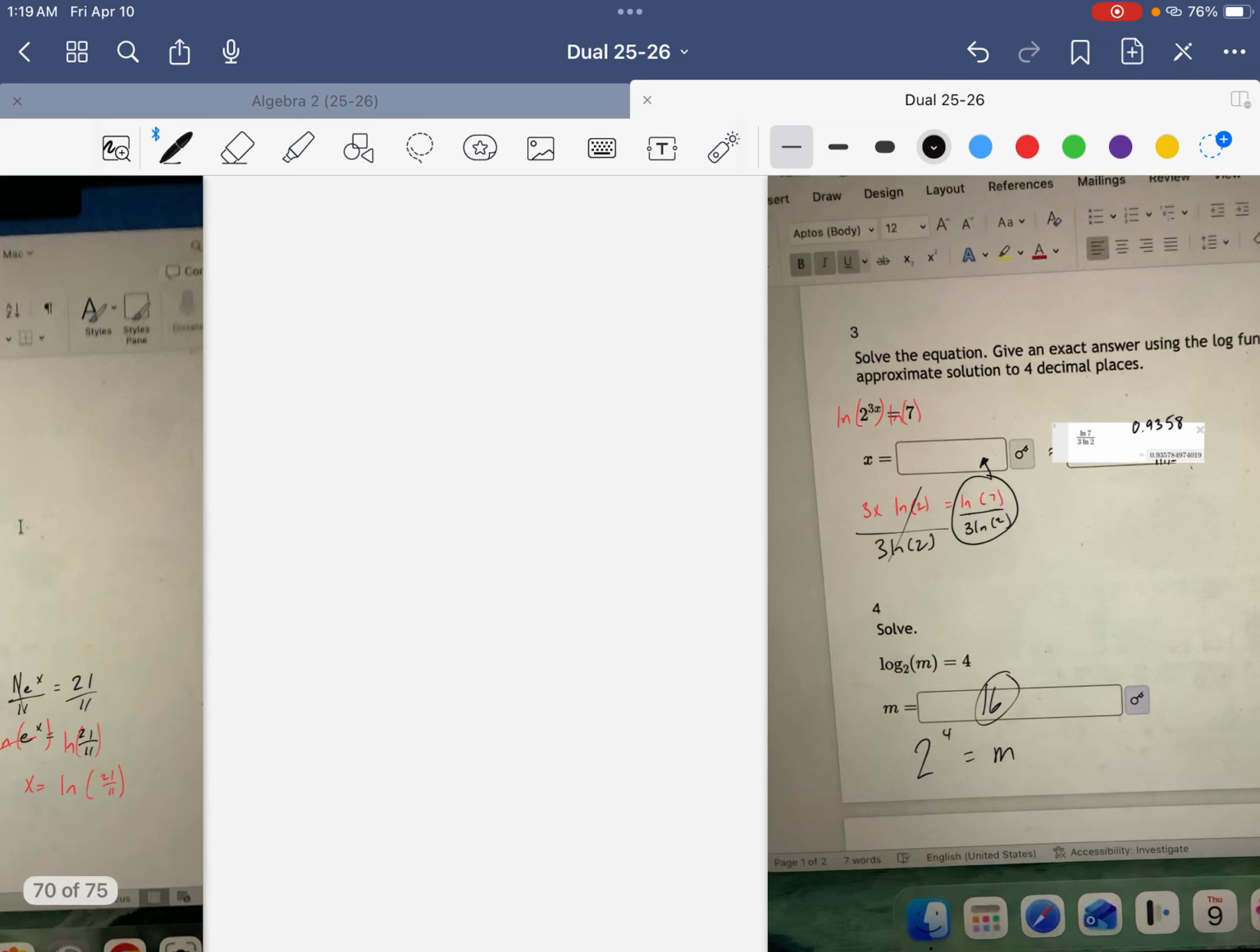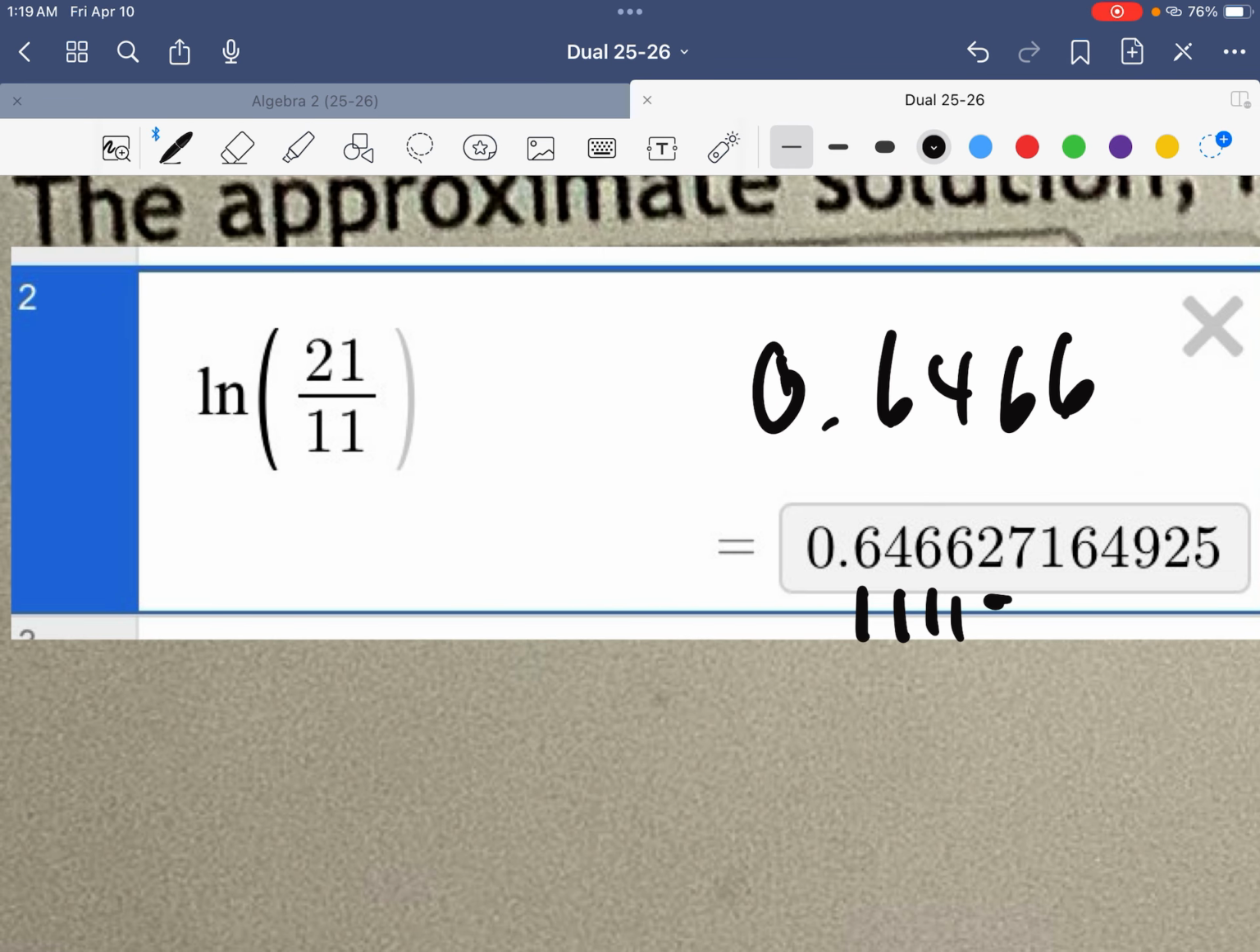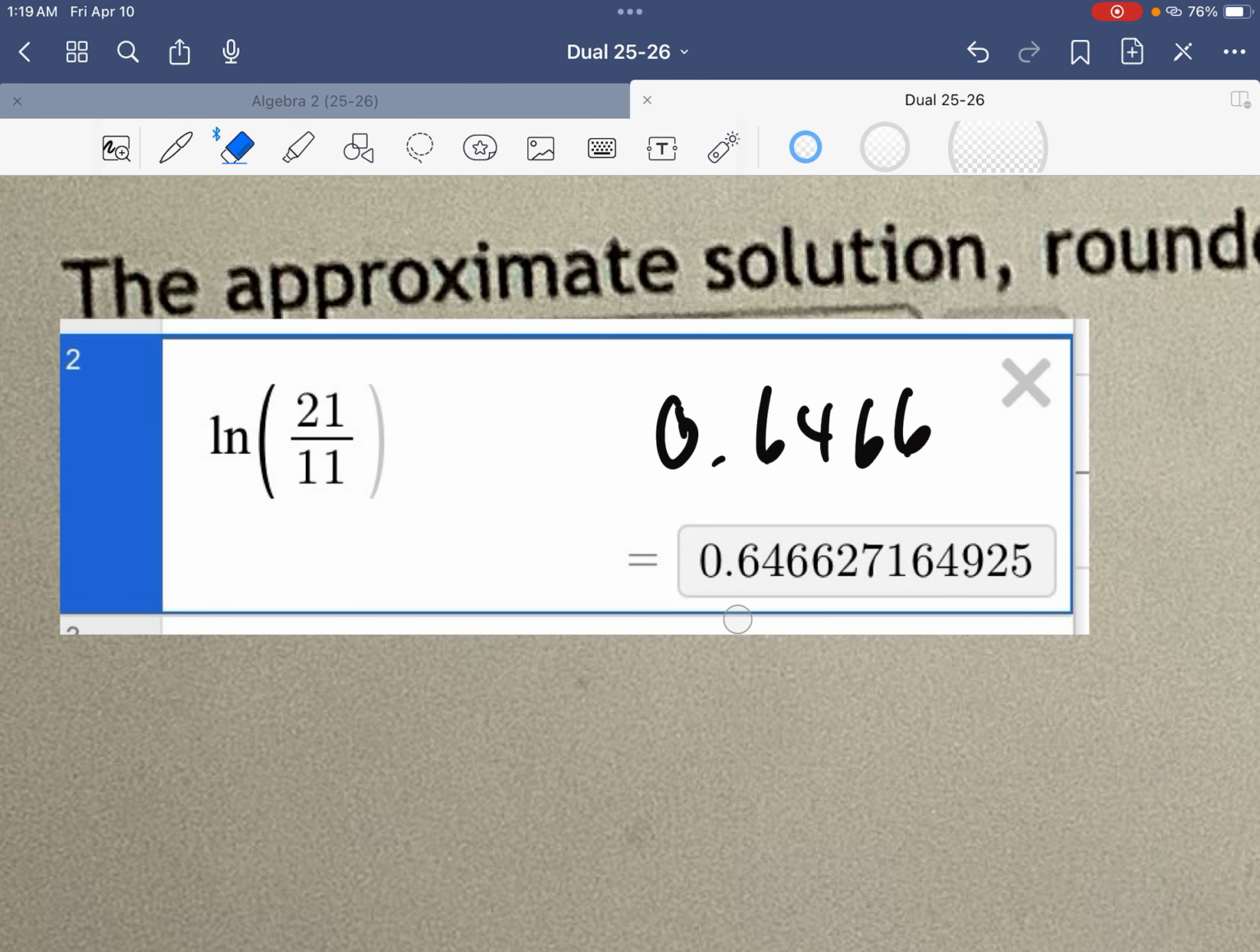And then I did it over here again when I was doing my notes. ln 21 over 11. Again, round 4 decimal places. So that's 1, 2, 3, 4. Okay, and then look at the next number. The next number is a 2. If that number was a 5 or bigger, then this 6 becomes a 7. But it's not bigger than 5, right? It's a 2. So you gotta leave it 0.6466. And that's the answer.